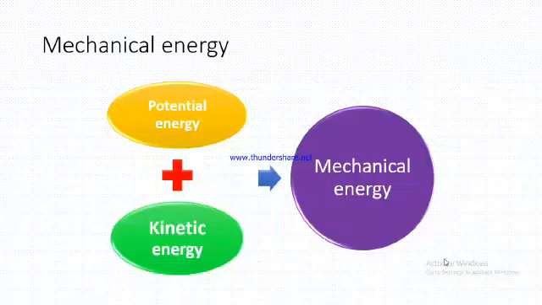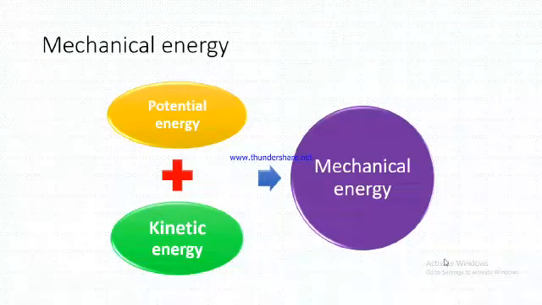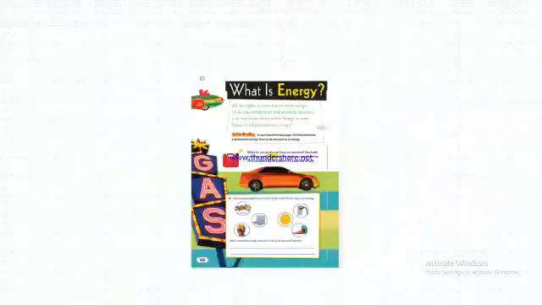Hi guys, we are back again. At the end of the previous video, we learned the third type of energy, which is mechanical energy, and mechanical energy is the total of potential energy and kinetic energy of an object. Okay, we are finished and let's move to the back page 430 and highlight the important parts.